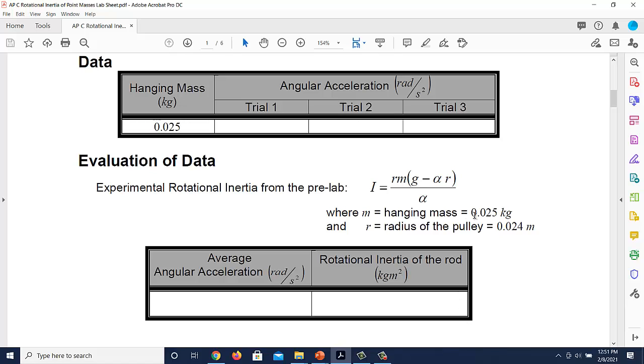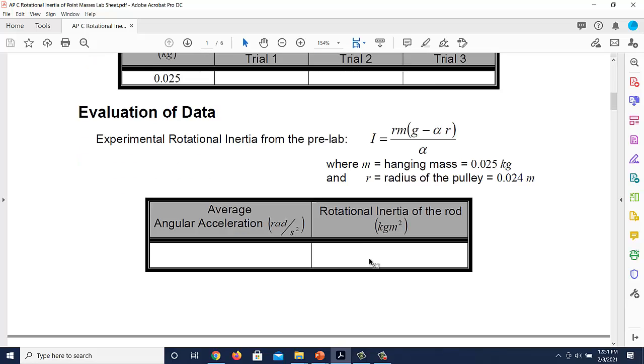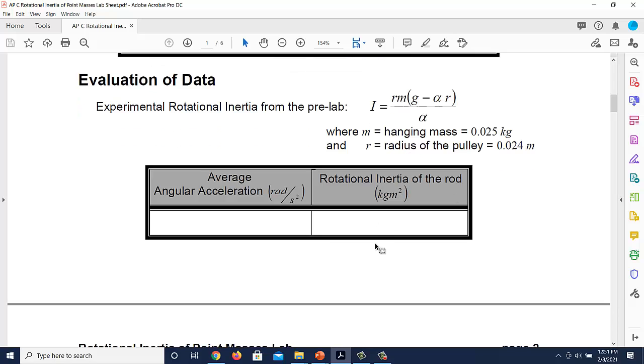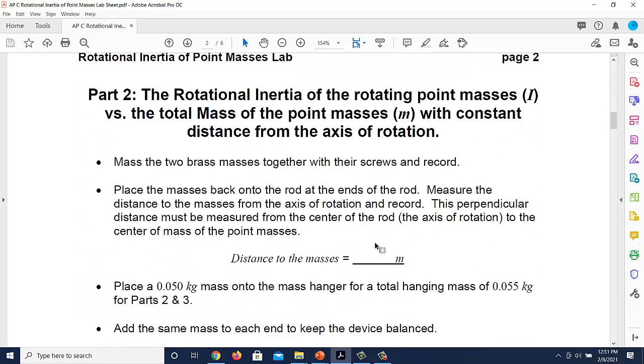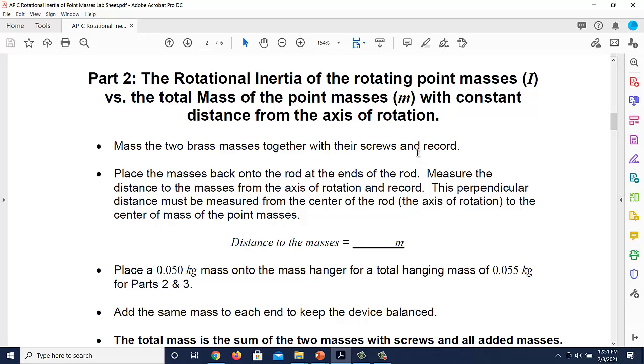Again, the m is the hanging mass, and the r is the radius of the pulley. So you don't even need to know the mass of the rod at all for this part. You just need to know the hanging mass, which should be, if you put a 20 on there, not a 50. You put a 50 on there, it's going to fly, right? So we just need the 20. That's part 1. Once you know the rotational inertia of the rod, you can move on to the actual lab parts, where we vary one of the parts and keep the other constant.